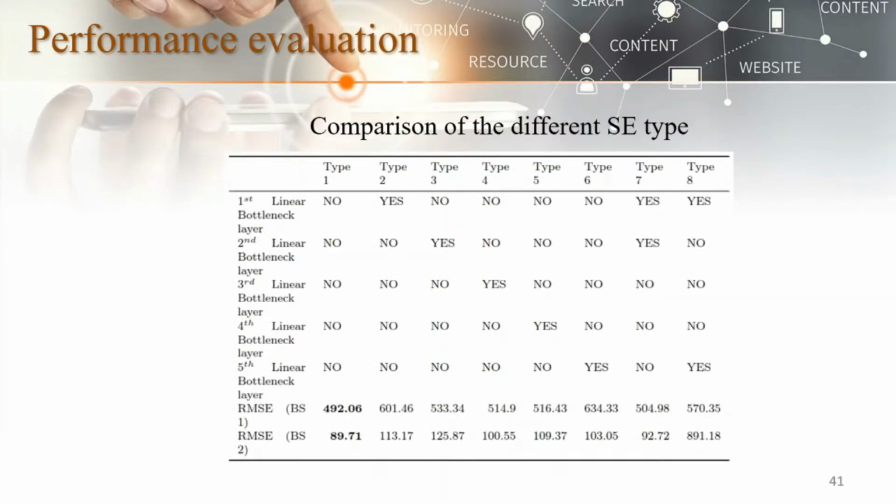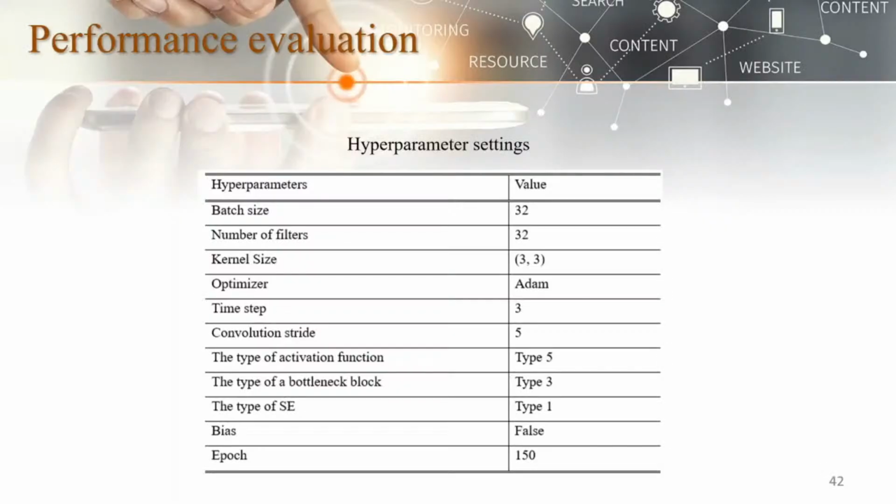We also compare the different SE types. We test the utility of SE in different linear bottleneck layers and found that the use of global average pooling by SE will cause the destruction of features and lead to poor prediction results. Therefore, this study didn't use SE. There are some hyperparameter settings. Please refer to the table.